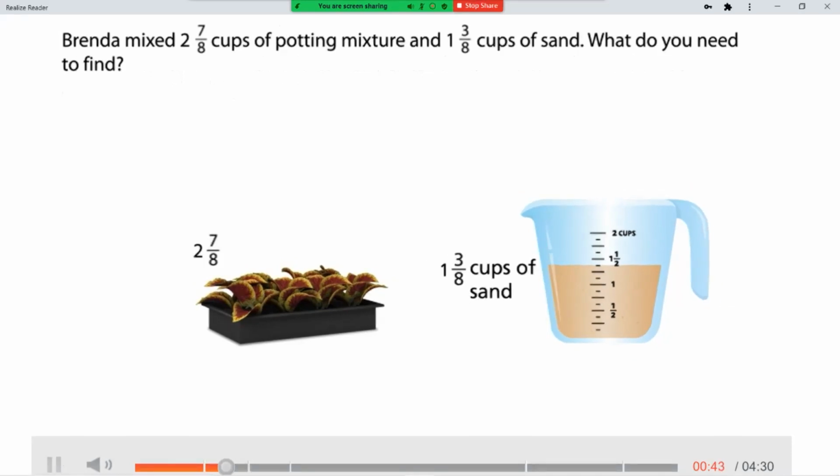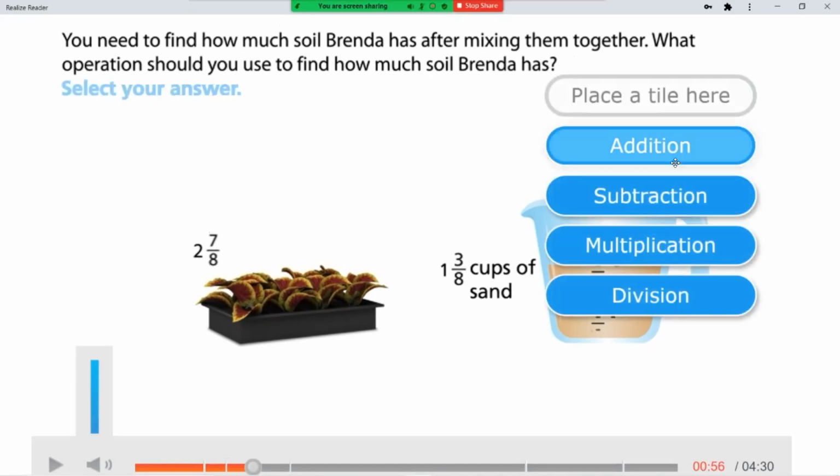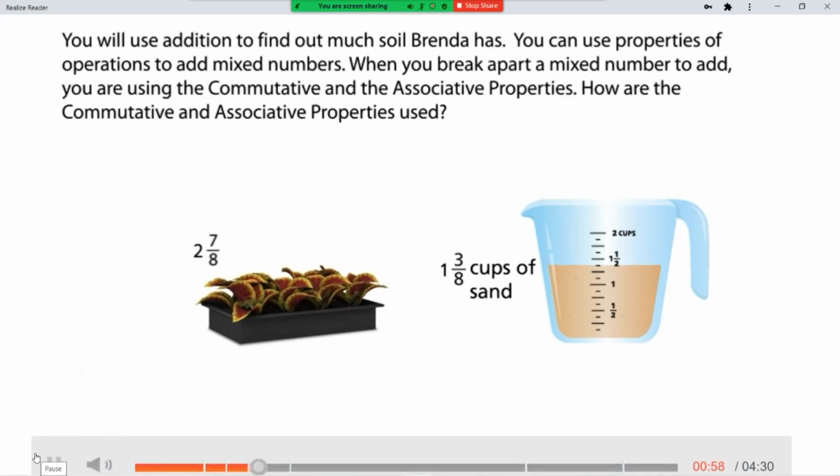What do you need to find? You need to find how much soil Brenda has after mixing them together. What operation should you use to find how much soil Brenda has? Select your answer. You will use addition to find out how much soil Brenda has.